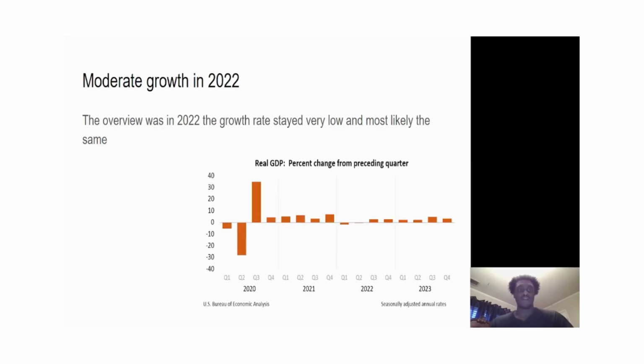Moderate growth in 2022. The overview was that in 2022 the growth rate stayed very low and most likely the same. This is a graph about growth rate, and in 2022, quarter two, quarter three, it stayed at zero. Really through 2022 all the way through 2023, it barely got to 10. It just stayed very low.